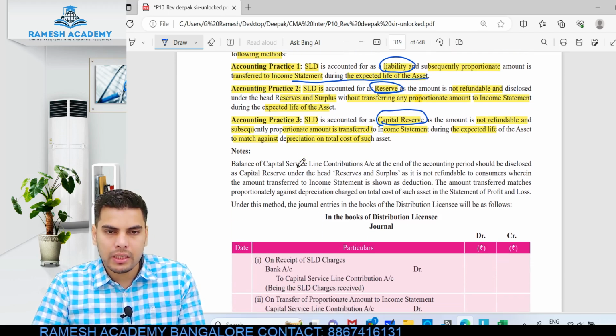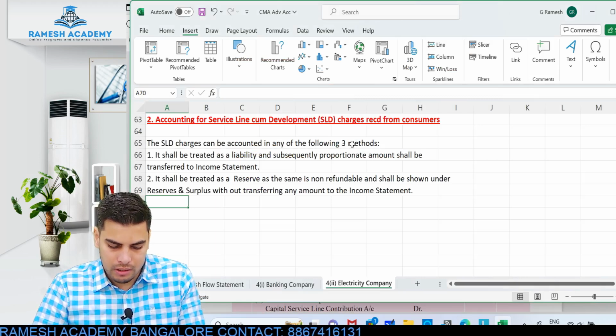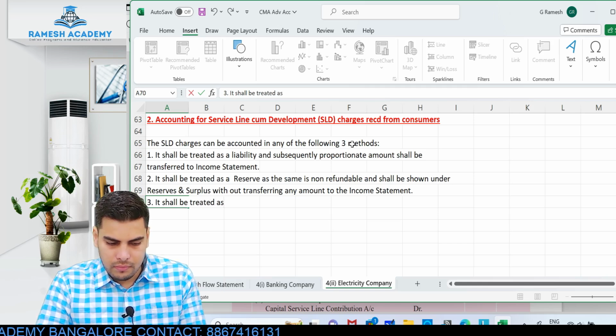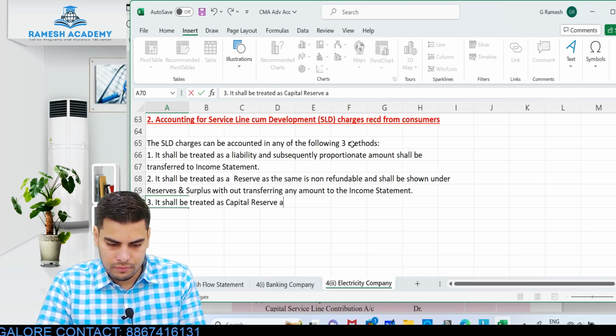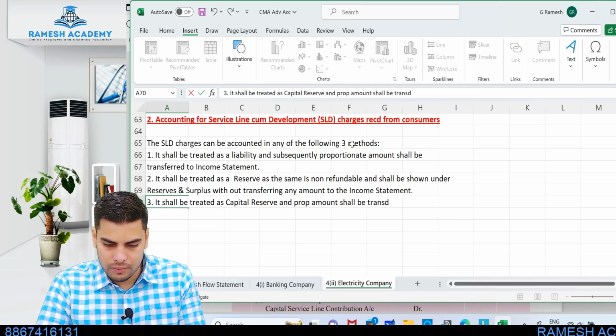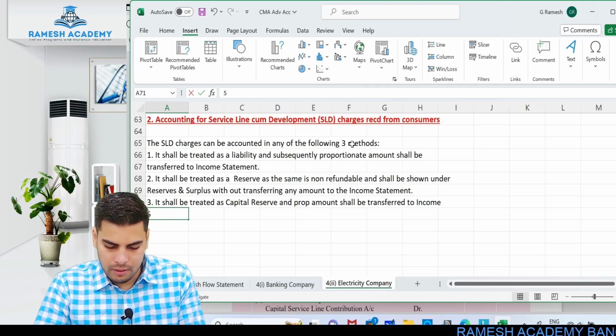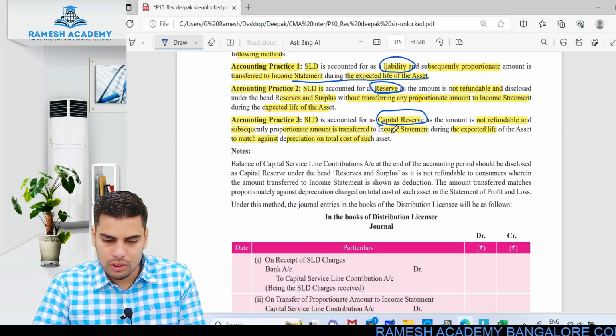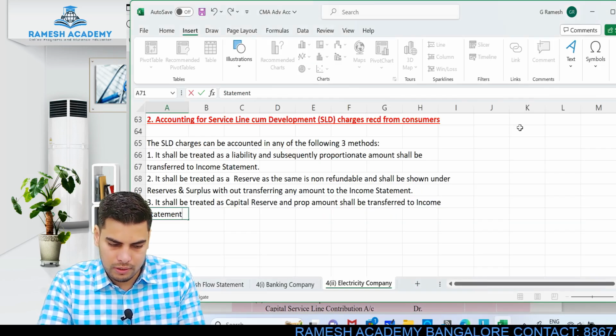The last practice would be what? It would be treated as capital reserve, and a proportionate amount shall be transferred to the income statement during the expected life of the asset.